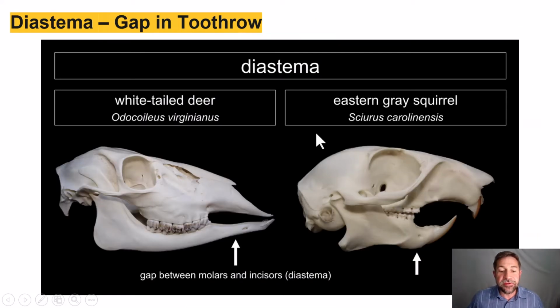Another term you should be familiar with, the diastema. The diastema is a gap in the tooth row between the incisors and the molars, the cheek teeth, as exhibited by this white-tailed deer, as well as in the rodents, like this gray squirrel here. Again, this is the diastema, this gap in the tooth row. Important to note, these teeth have been lost over evolutionary time, so the rodents have no canines, they've lost those.